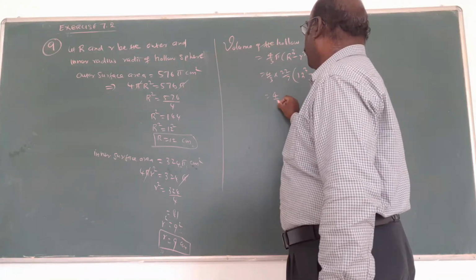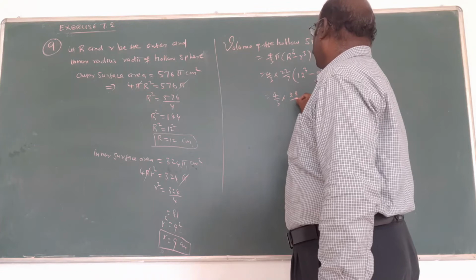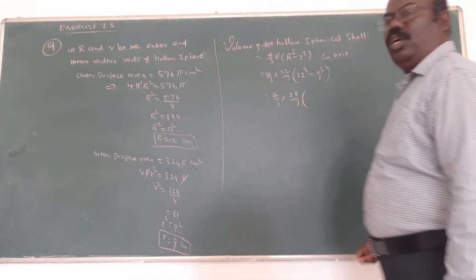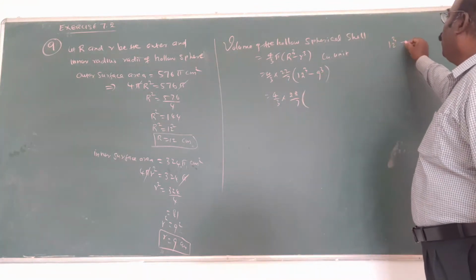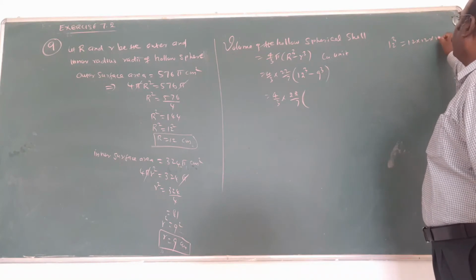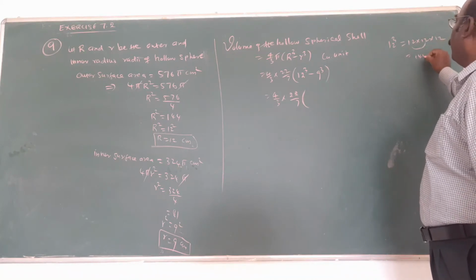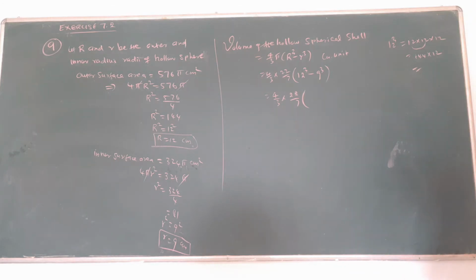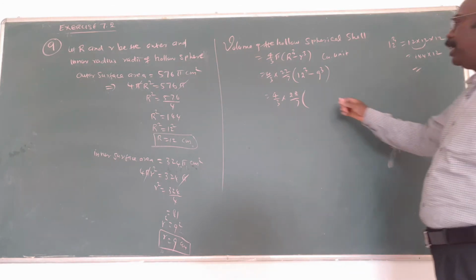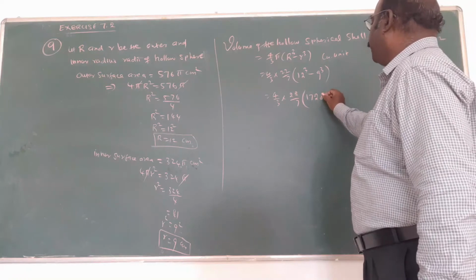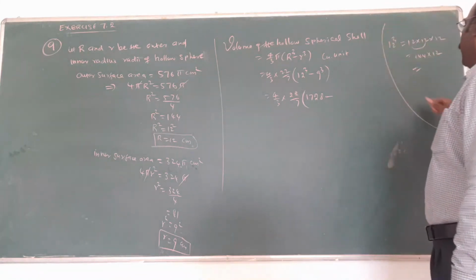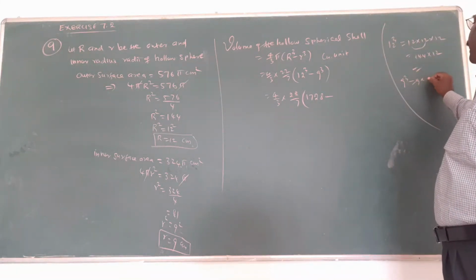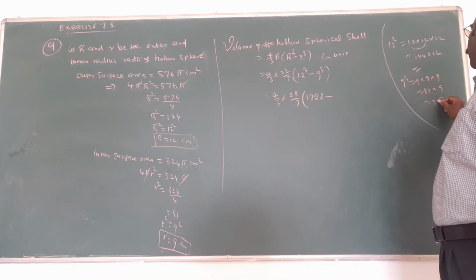Here cancelling is not possible. 12 cube means 12 into 12 into 12. 12 12s are 144, 144 into 12, we get 1728. Minus 9 cube: 9 into 9 is 81, 81 into 9 is 729.